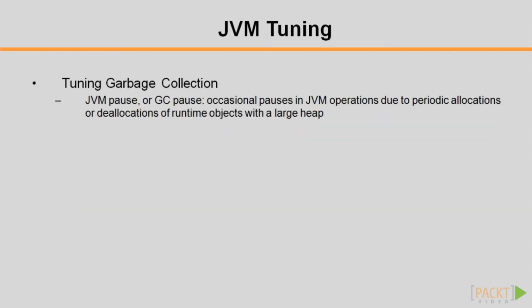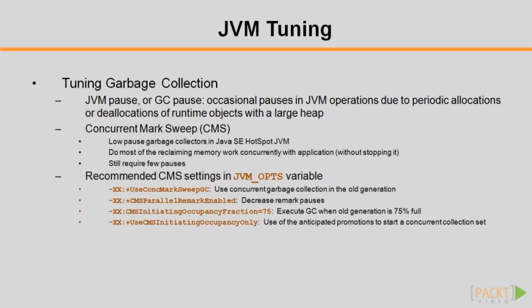JVM pause, or GC pause, is an occasional pause in JVM operations due to periodic allocations or deallocations of runtime Java objects with a large heap. It works concurrently with the running application to reclaim memory with only a few pauses. This mechanism is called concurrent mark sweep, CMS.